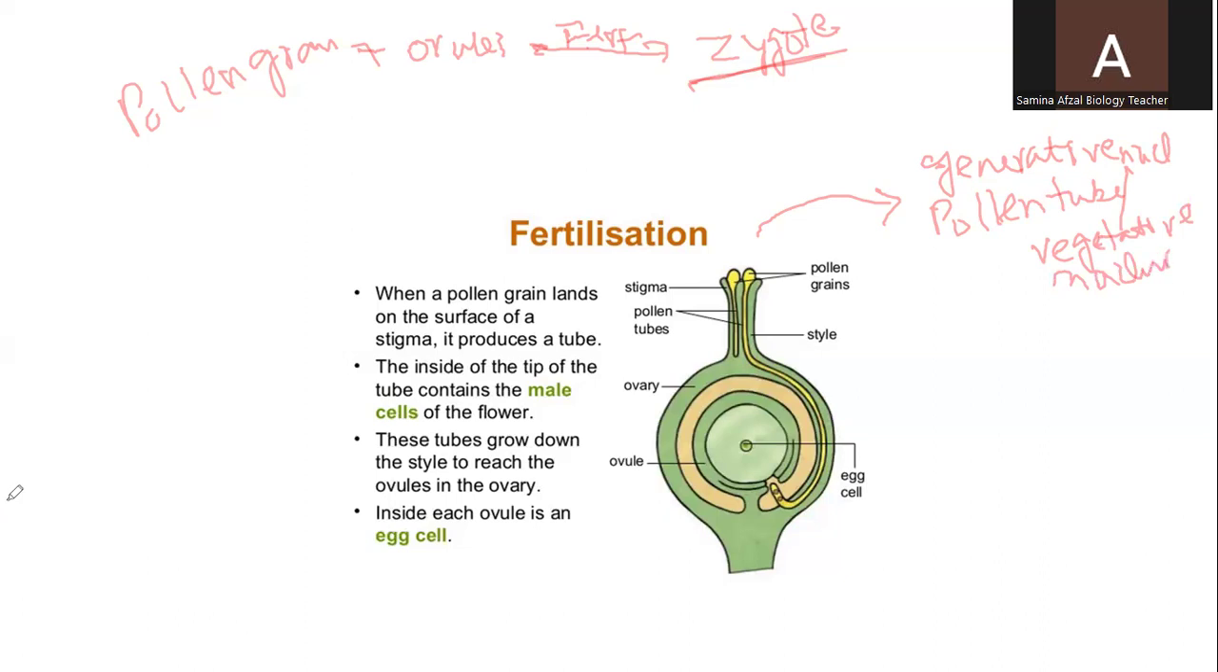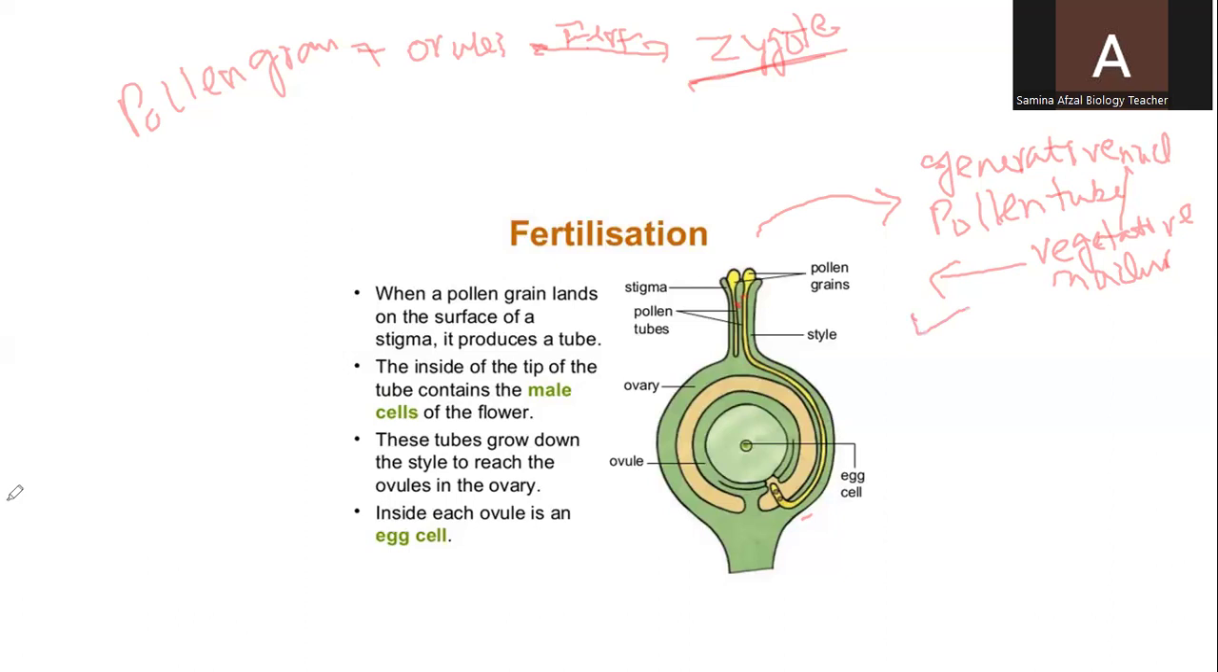When they reach the stigma, some enzymes will start secreting, due to which the vegetative nucleus will start making the pollen tube. The pollen tube will travel and enter through the micropyle into the ovary or ovule, and then, after making the pollen tube, this vegetative nucleus will disintegrate, and only the generative nucleus will be there.